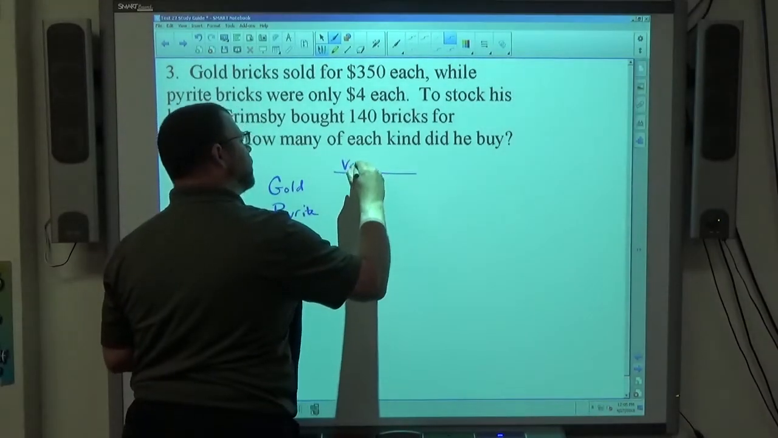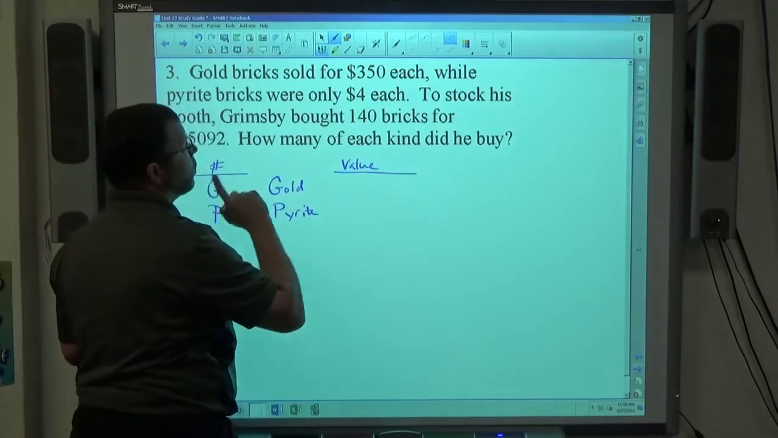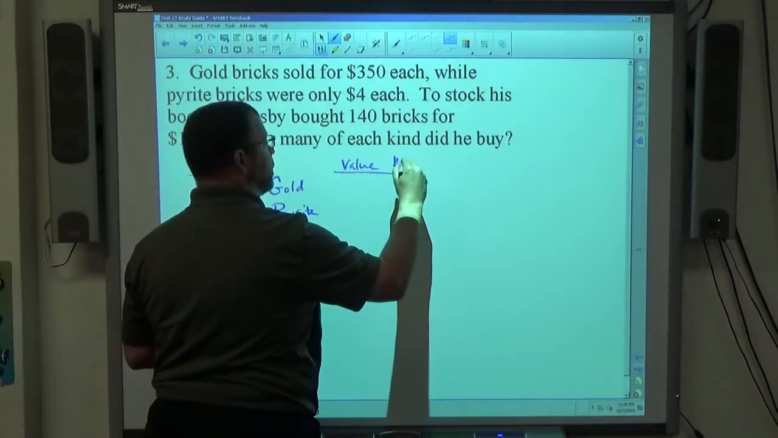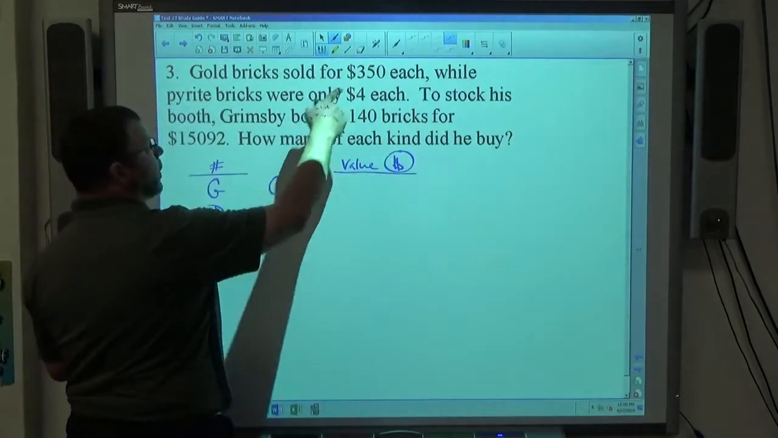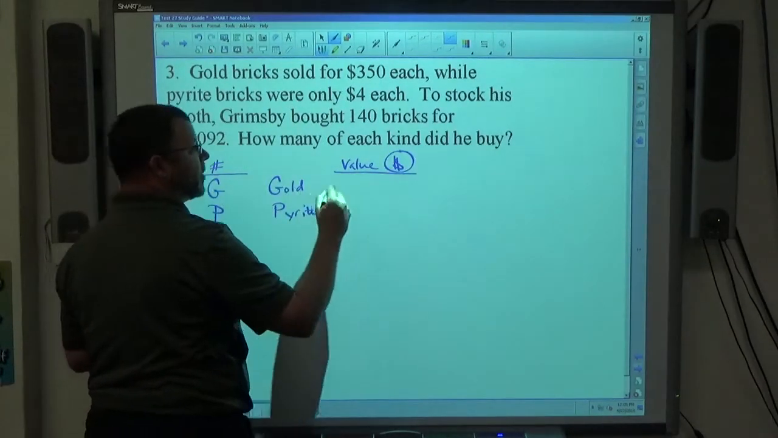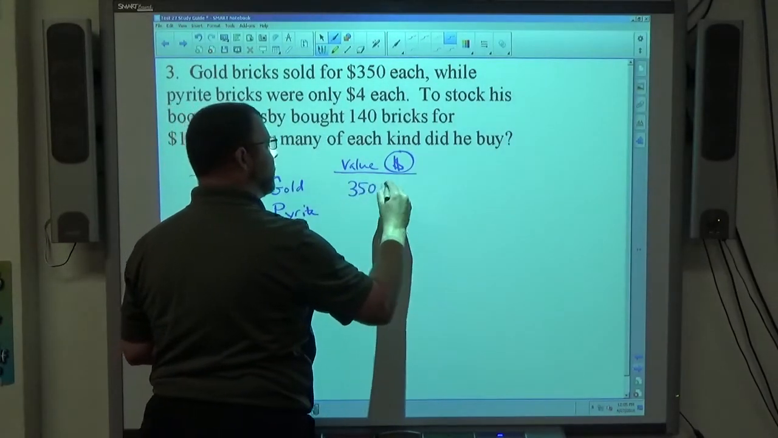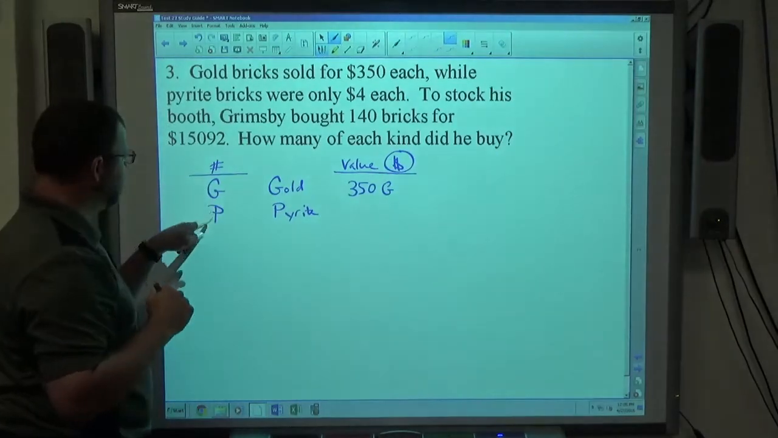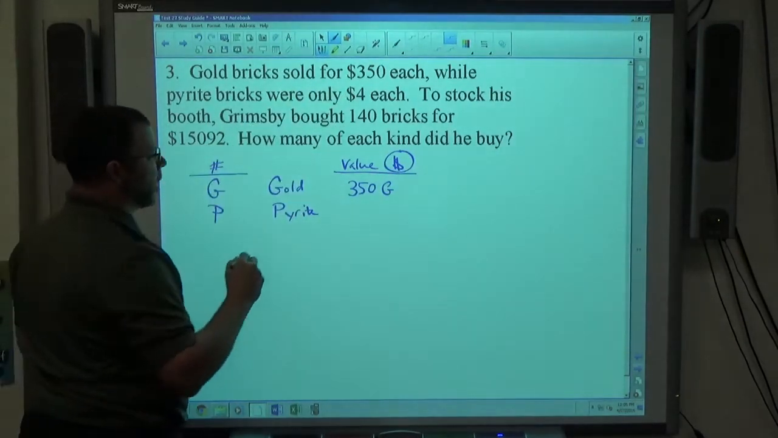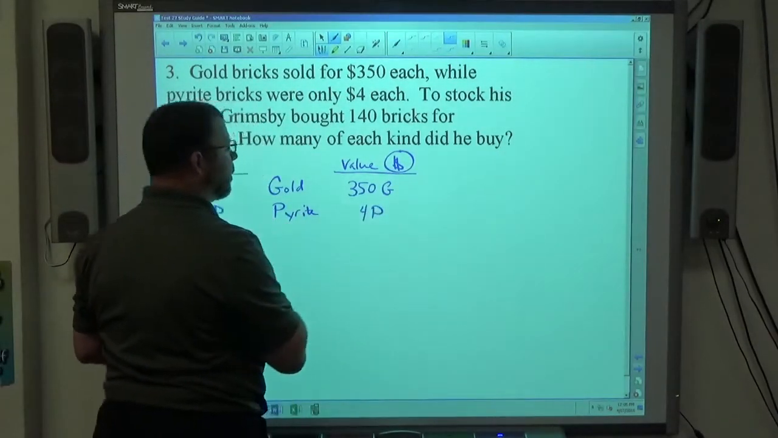As far as value, they're giving us the value of each individual brick in dollars. So gold is $350 per brick. We have G bricks, so that's 350G for gold. We have P pyrite bricks. Each one is worth $4, so 4 times P is the value of all the pyrite bricks.